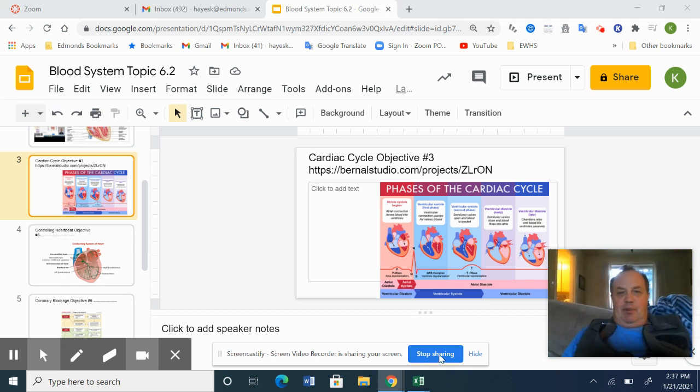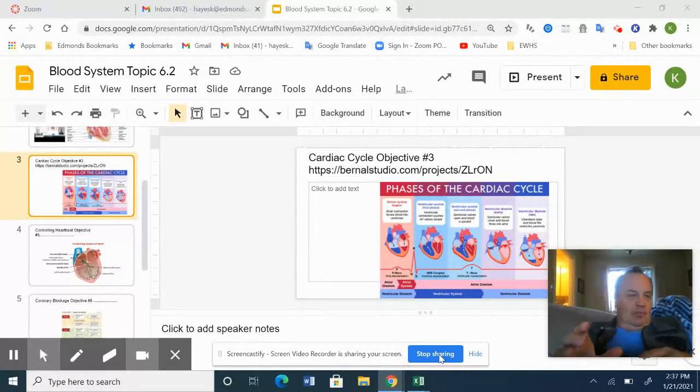So this slide is about the cardiac cycle. It's kind of like tracing the blood through the heart, but now we're going to talk about pressure. When the heart contracts, the atria contract at the same time and the ventricles contract at the same time. We'll go over how that's controlled on the next slide.